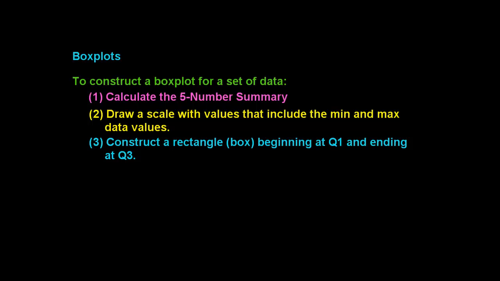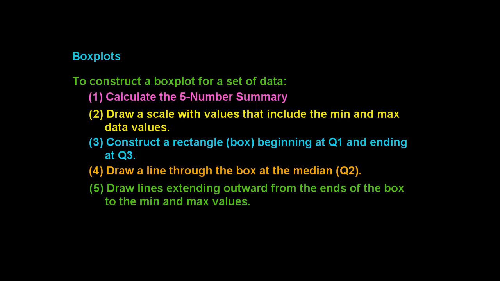Now you want to construct a rectangular box beginning at Q1 and ending at Q3. So you've got your scale, and now you'll construct this box. If you're doing a horizontal box plot, you do this just above your scale. If you're doing a vertical box plot, you do this to the right of your scale. Then you want to draw a line at the median through the box, just cutting the box wherever the median falls.